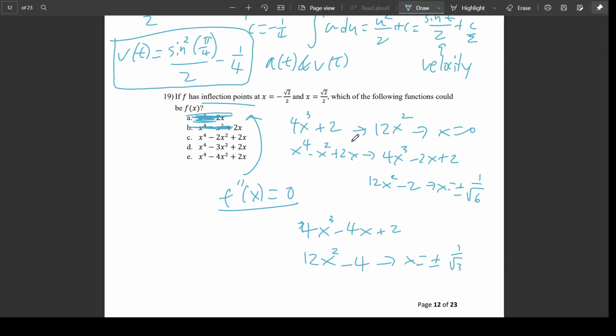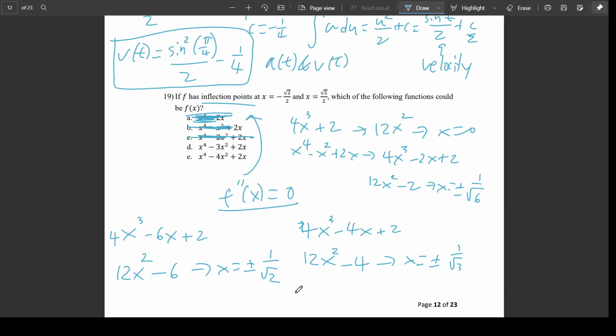And again, that's not equal to any of these, so we cross it out, keep moving down the list. Take the first derivative of this, and we'll get 4x cubed minus 6x plus 2. Take the second derivative, 12x squared minus 6, and you set this equal to 0, and you get x is equal to plus or minus 1 over square root of 2.